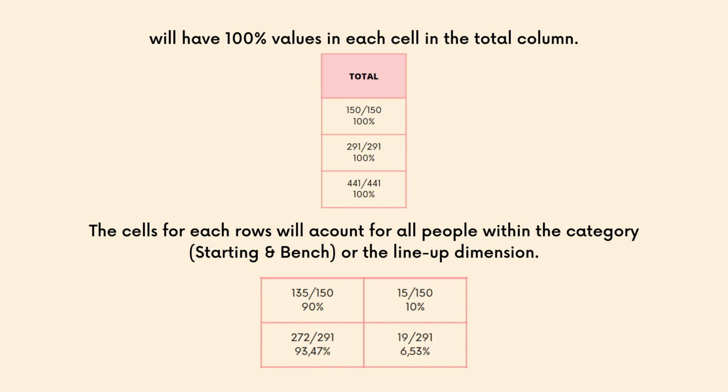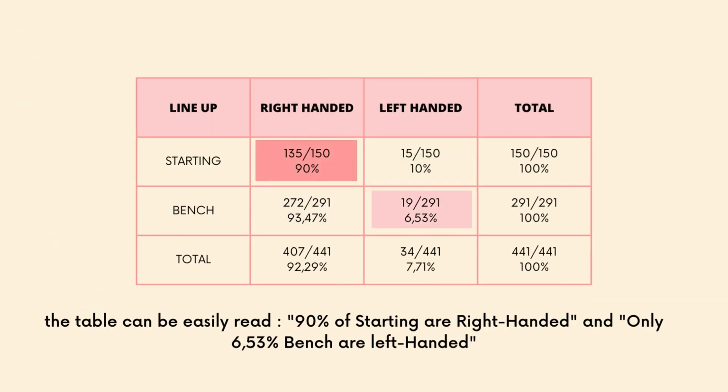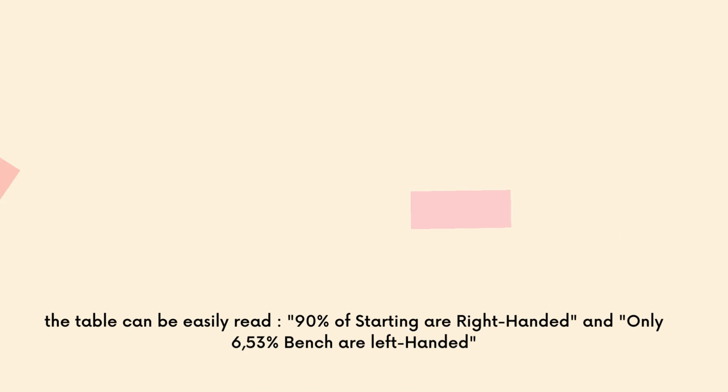The cells for each row will account for all the players within the category, starting players and bench players, of the lineup dimension. The table can be easily read. 90% of starting players are right-handed, and only 6.53% of bench players are left-handed.